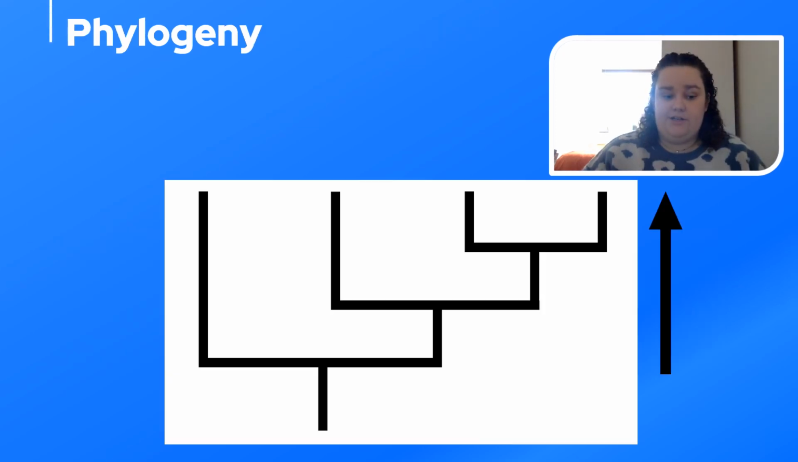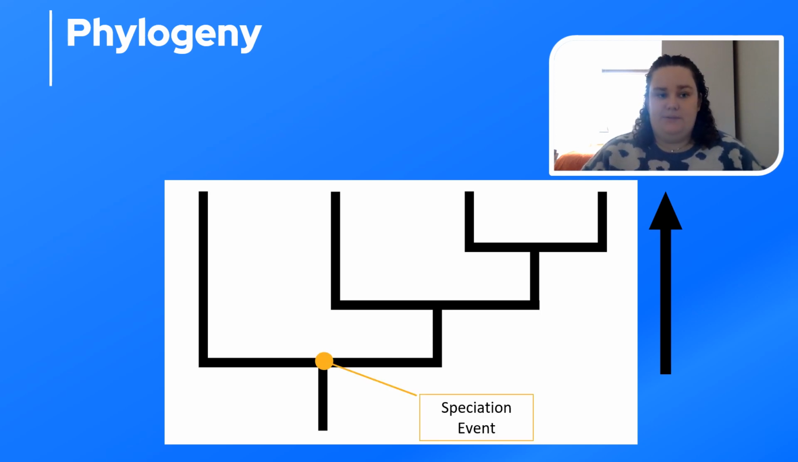We'll talk about phylogeny. Phylogeny is the relationship between all life on Earth that has descended from a common ancestor, often represented as trees, with the root or the base of the tree being the most ancestral lineage, and the tips of the branches being the most recent descendants. As you move up the tree, you are moving forward in time. When a branch splits, for example where the yellow dot is, it is known as a speciation event.